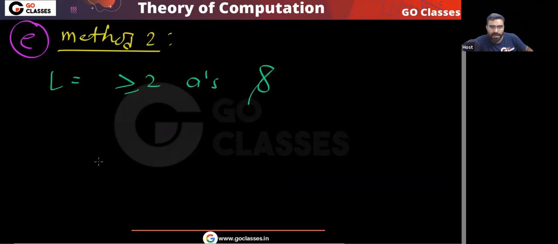What is method number 2? Now let me tell you. For this language E, what is the method 2? That is analyze. See, just notice what we need to keep track of. Remember, your language is at least 2 A's and at most 1 B. Or let me take A's, A's means zeros. This is your language. Yes or no?